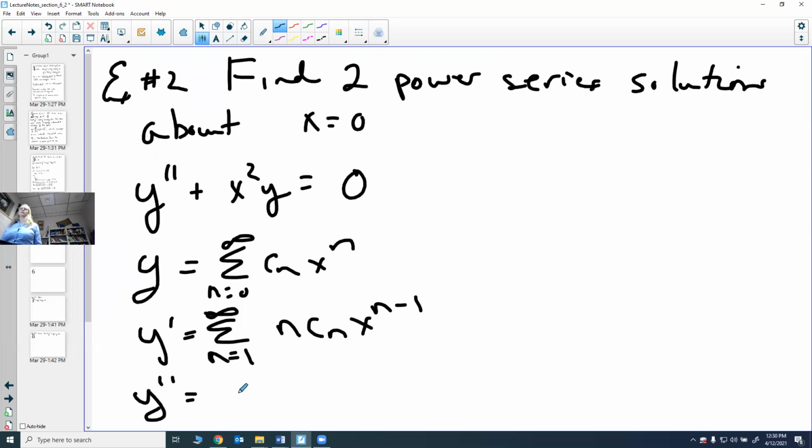Y double prime, again, bring the power down. So you get n times n minus 1, c sub n x to the n minus 2. But now, same idea, you won't start at n equals 1 this time. You're going to start at n equals 2. So every time you take a derivative, your index increases by 1.